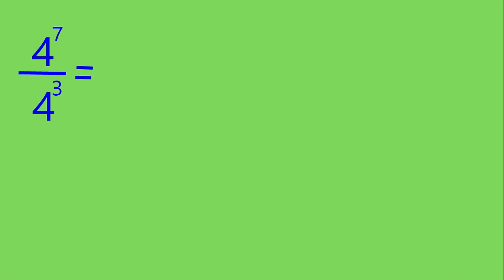The final rule which we are now covering is called the quotient rule for integer exponents. This rule applies to quotients with the same base. In this rule, we minus the exponent of the denominator from the numerator exponent.